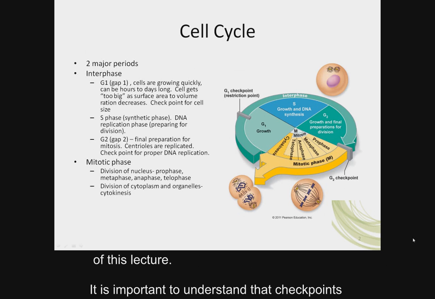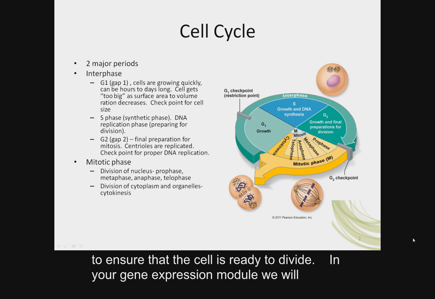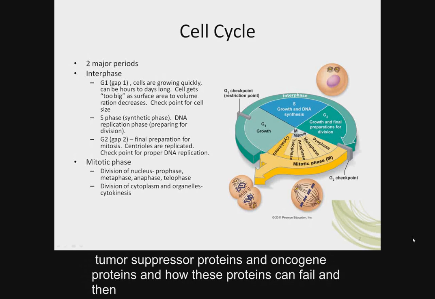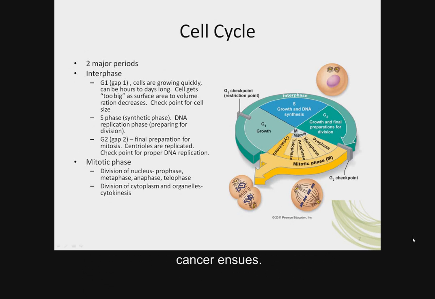It is important to understand that checkpoints occur in G1 and G2 to ensure that the cell is ready to divide. In your gene expression module, we will discuss how the rate of cell growth and division are regulated by proteins called tumor suppressor proteins and oncogene proteins, and how these proteins can fail, and then cancer ensues.